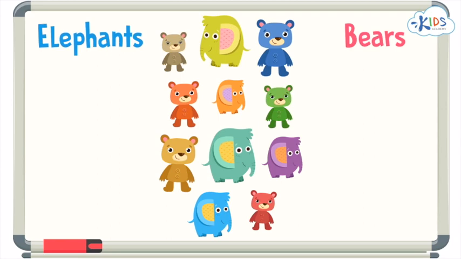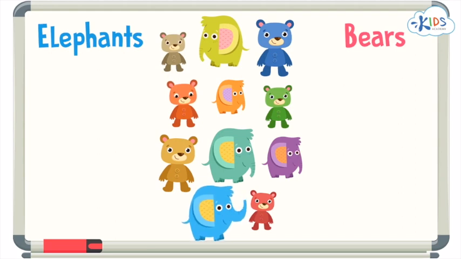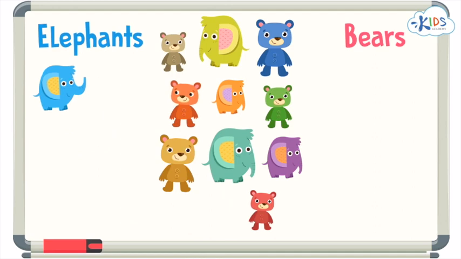Awesome. Let's start group by group, or in this case, animal by animal. We'll find and sort all of the same type of animal before moving on to the next. After we've sorted all of the animals, we can count how many elephants and bears there are in their groups. We can start with the elephants and then move on to the bears. Let's get started. Here's an elephant. Awesome. Let's put him in the group for elephants. Can you find any more elephants to sort?